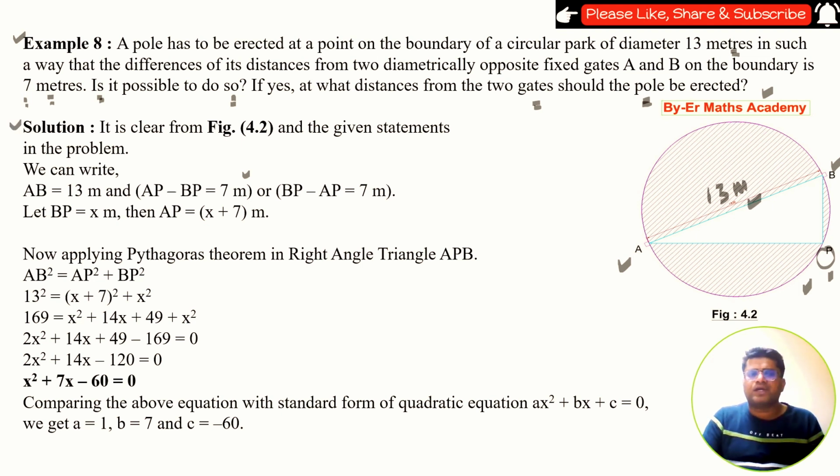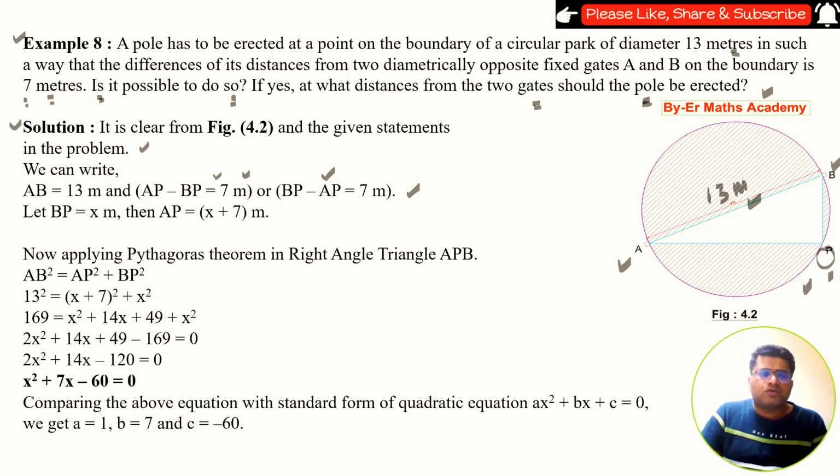It is clear from figure 4.2 and the given statements in the problem. The given statement is what? AB is equal to how much? 13 meter. And the difference is how much? 7 meter. AP minus BP is equal to 7 meter, or BP minus AP is equal to 7 meter. From our drawing, it is clear AP is greater and BP is smaller. But here two cases are possible. We consider one case, and if you consider the other case, the answer will be the same, student. Okay. I consider here AP minus BP is equal to 7.